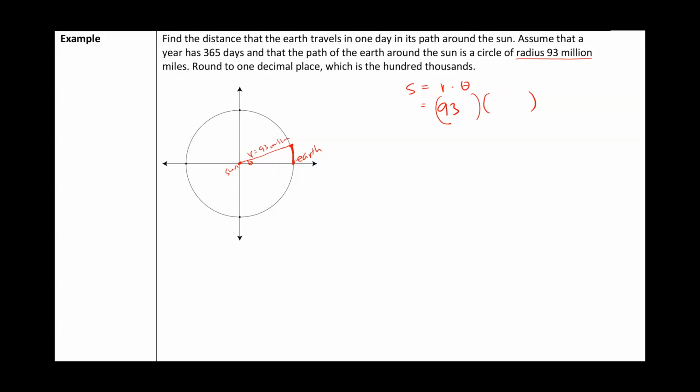So here's what I know. When the Earth goes all the way around the circle, when the Earth travels around the sun, that's going to be 360 degrees. And to do this, it takes the Earth 365 days.